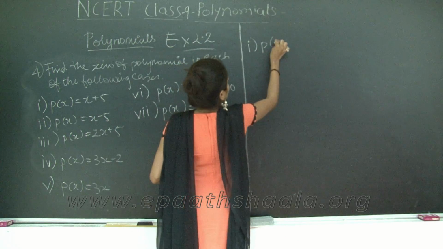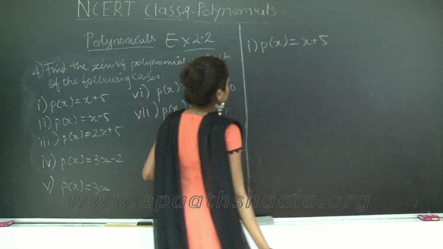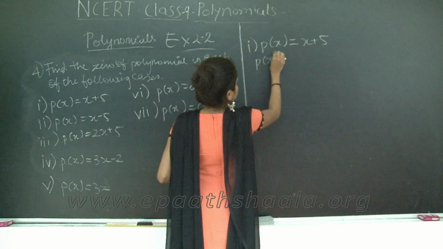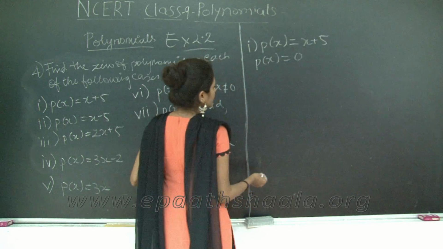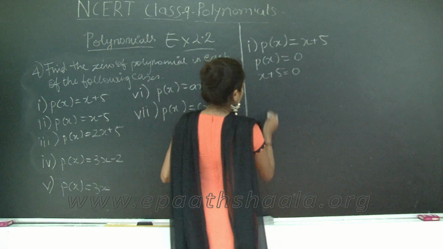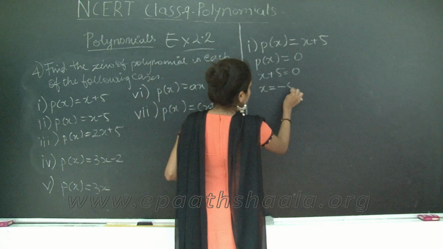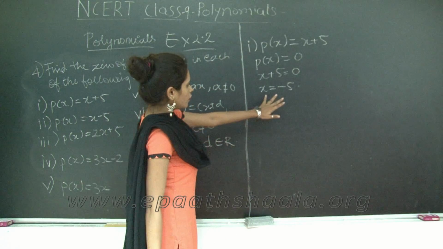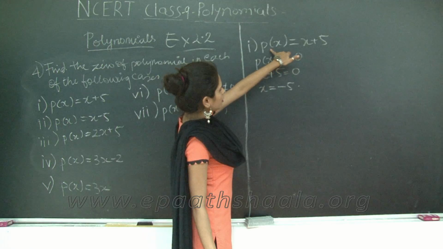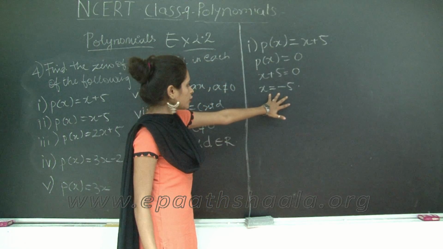So your polynomial is p(x) is equal to x plus 5, right? So p(x) is equal to 0, which implies x plus 5 is equal to 0, right? I am going to bring 5 on the right hand side, so x is equal to minus 5. So for the value x is equal to minus 5, the value of p(x) is 0, therefore minus 5 is the zero of the polynomial.